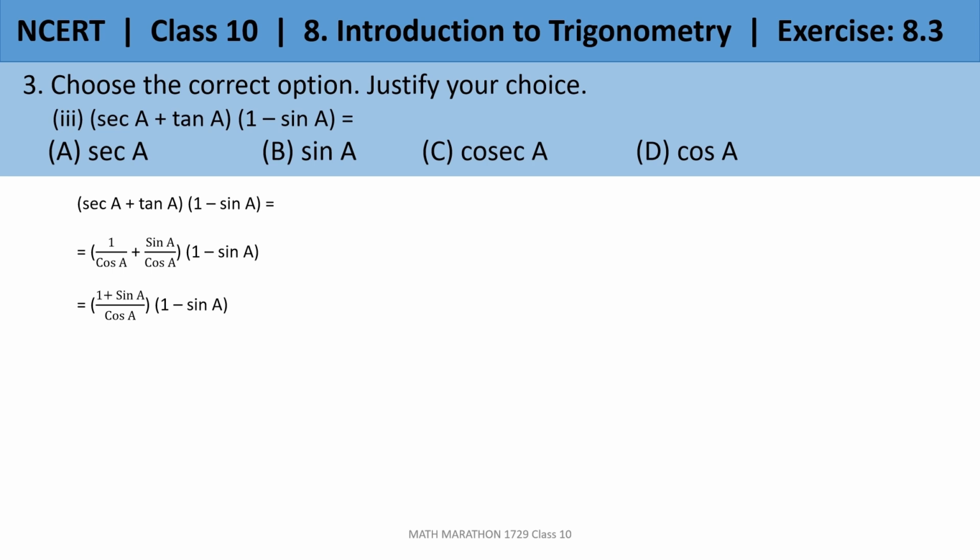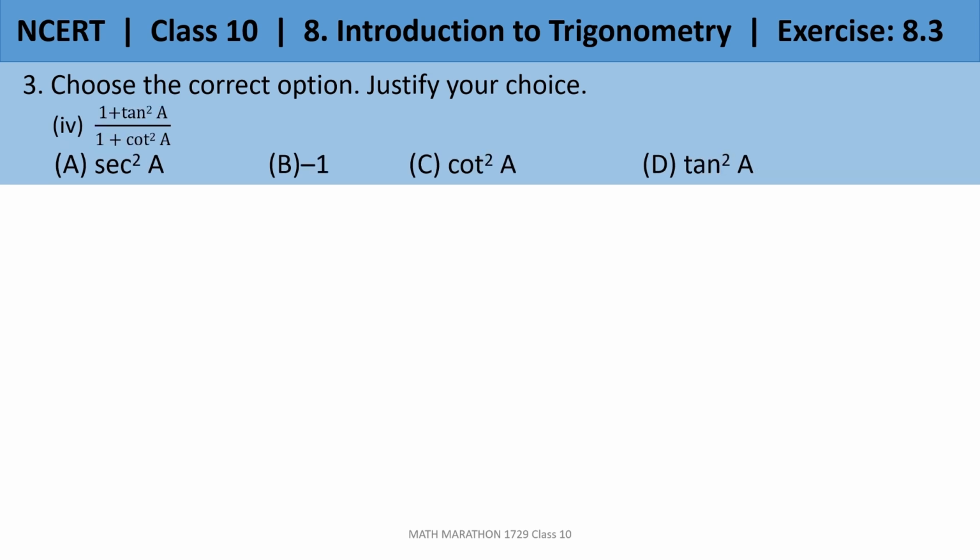We know the algebraic identity (A plus B) multiplied by (A minus B) is equal to A square minus B square, which is equal to (1 square minus sin square A) by cos A. We know that sin square A plus cos square A is equal to 1. So, 1 minus sin square A is equal to cos square A, which is cos square A by cos A, is equal to cos A. So, the answer is option D, cos A.